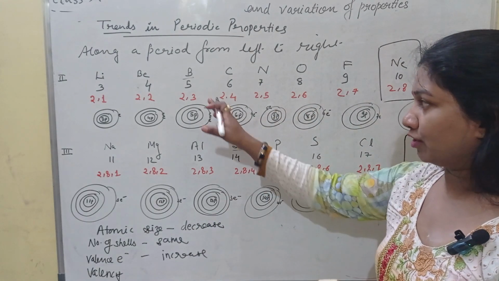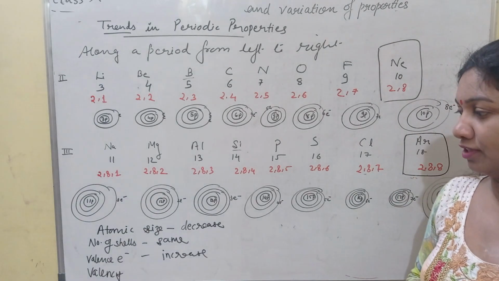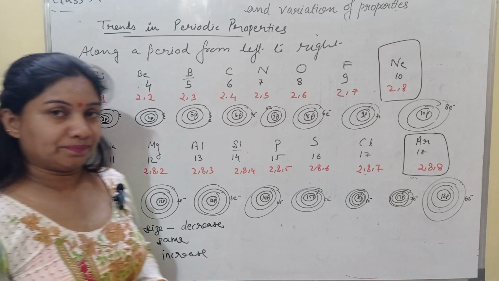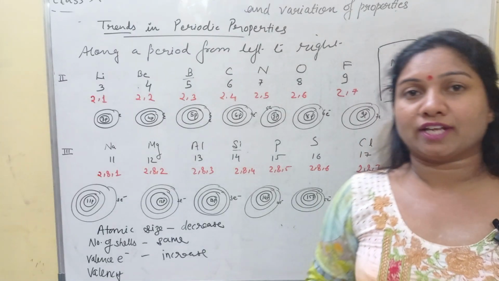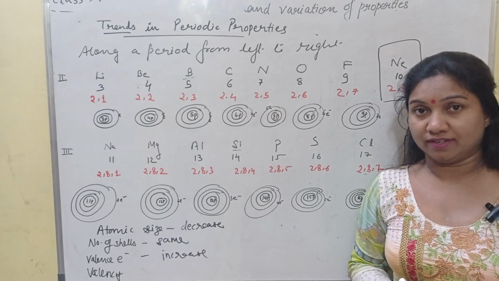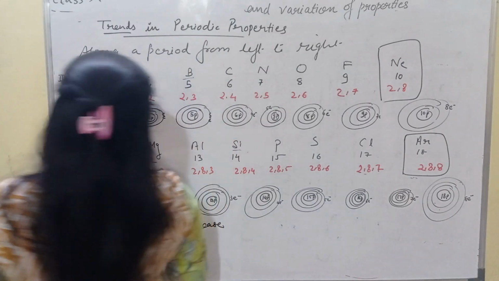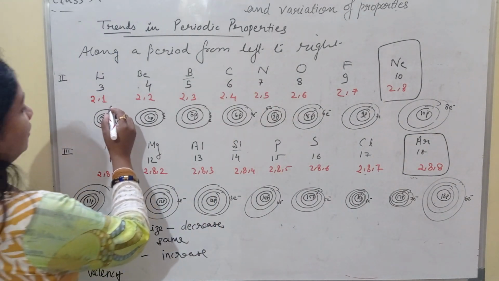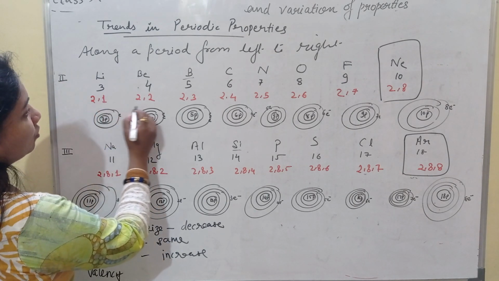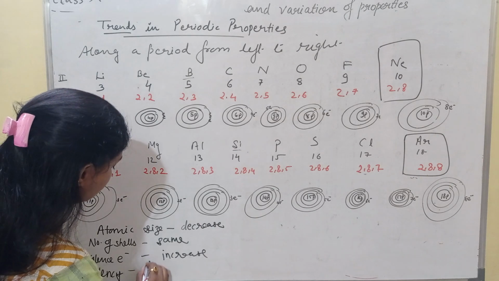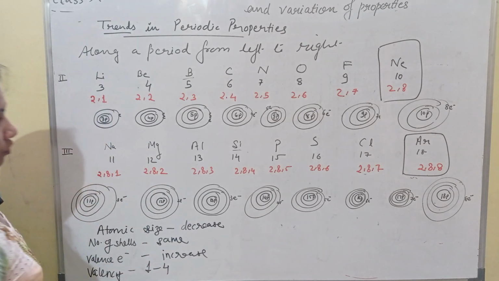सबसे बाहर के shell में जो electron present होते हैं उसको हम valence electron बोलते हैं. लेकिन valency is different from valence electron. What is valency? It is the number of electrons that participate in chemical combination, and it is not same as valence electron. So what is happening here? See, valency will increase up to 4, है ना?